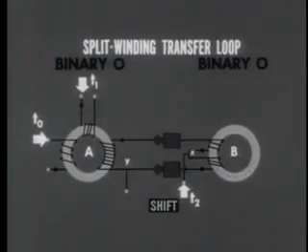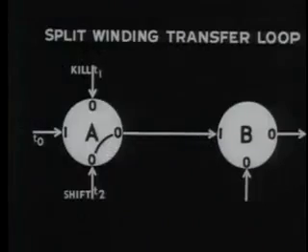To summarize the operation of a split winding loop, we can switch core A back and forth without affecting core B. But when core A stores a binary 1 and the shift pulse is applied, the 1 is transferred to core B. And all of this is shown in simple form in the logical diagram.